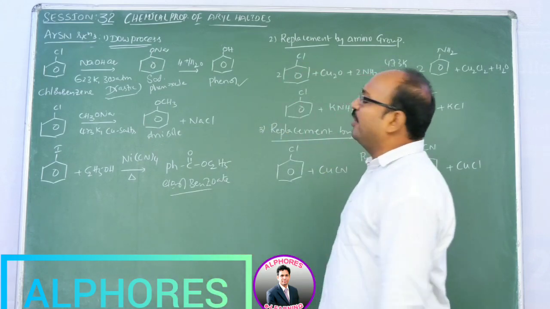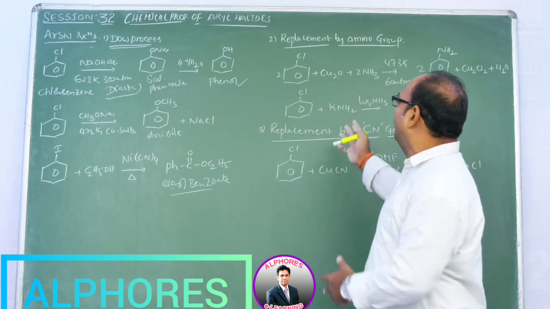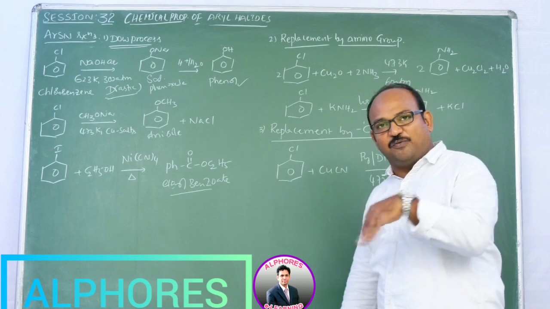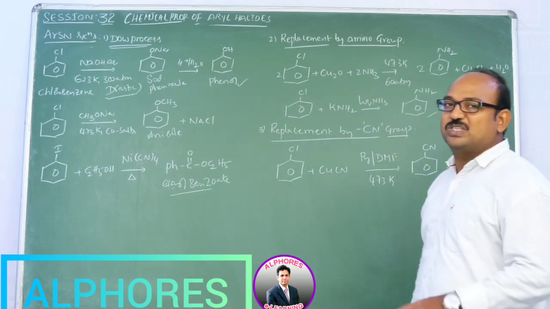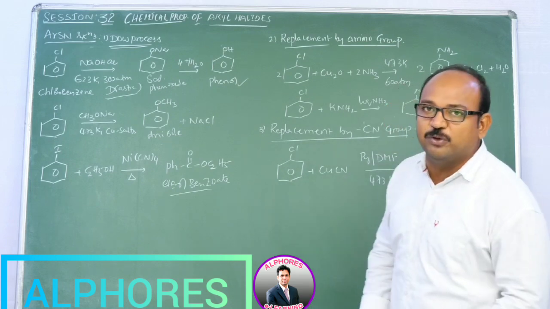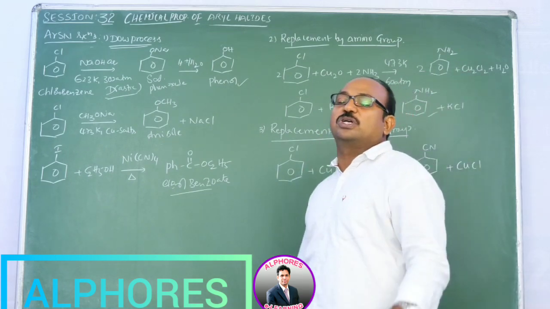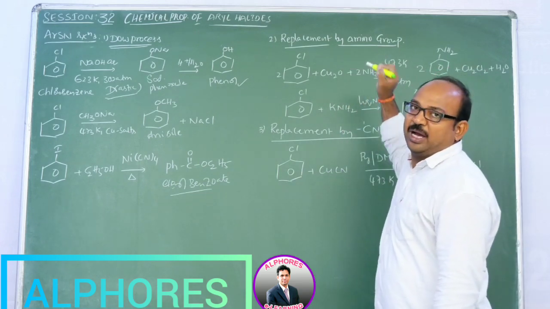Next, replacement by the amino group. Just now we discussed that chlorobenzene upon reaction with potassium amide in liquid ammonia, by an elimination followed by addition mechanism, gives aminobenzene. Beyond this, one more method is that instead of using the elimination followed by addition mechanism, we can also use the copper salts method, in the case of cuprous oxide and ammonia.